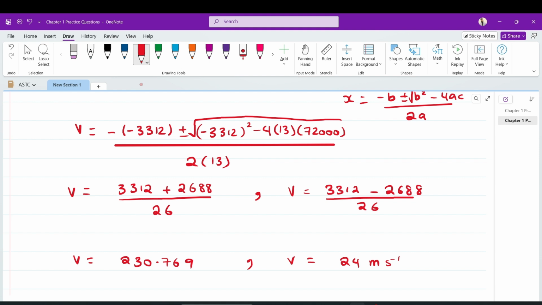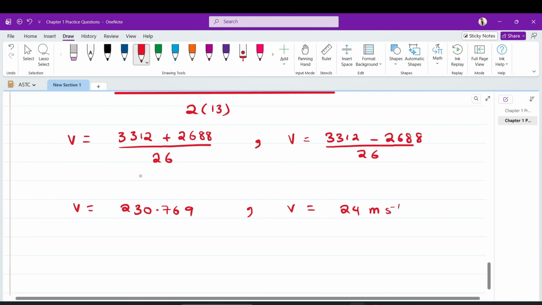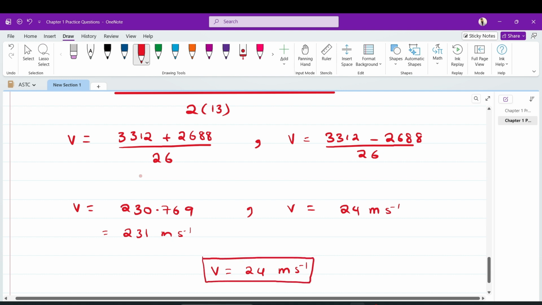So now here we have two solutions to this equation, right? Now clearly, this one is not a realistic value, right? To get 231 meters per second, that's not a realistic answer. So therefore, v is equal to 24 meters per second. That is going to be our final answer.